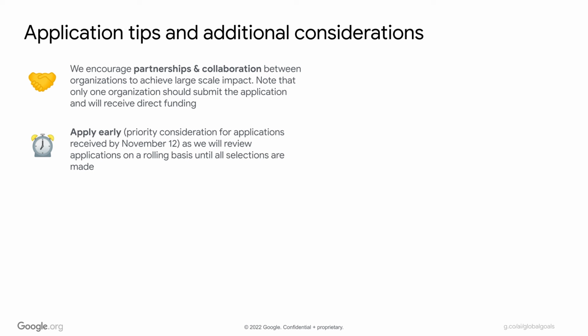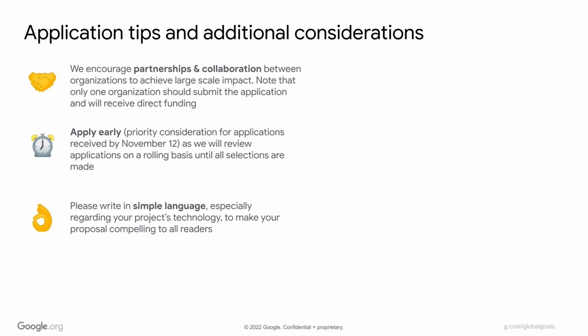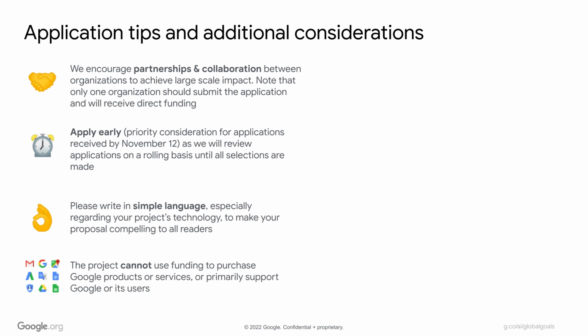We strongly recommend that you apply early by November 12th for priority consideration. Though submissions will continue to be reviewed on a rolling basis, we will close the application once all recipients have been selected. Please refrain from using technical or industry jargon. Please write in simple language to make your proposal compelling to all readers, no matter the reader's background.